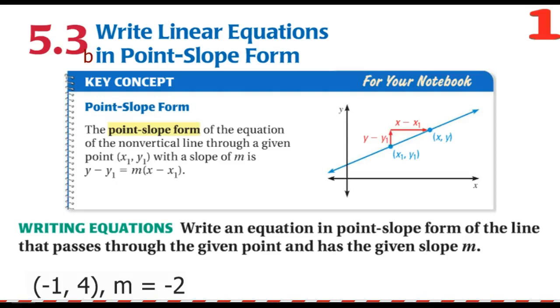Welcome back. Today we're continuing our talk with point slope form. So point slope form is exactly what it says it is. It contains a point and it contains a slope. So remember our point slope form is y minus y1 equals m times x minus x1.